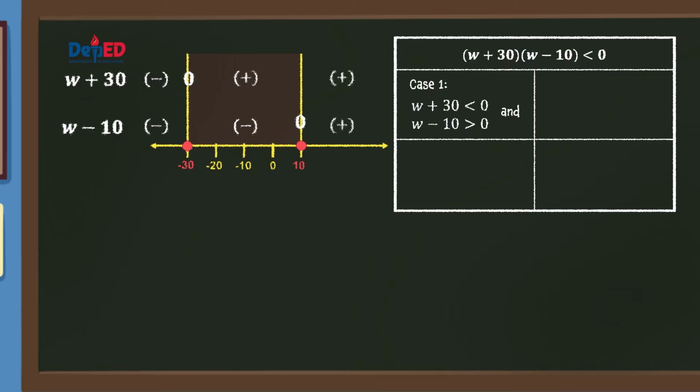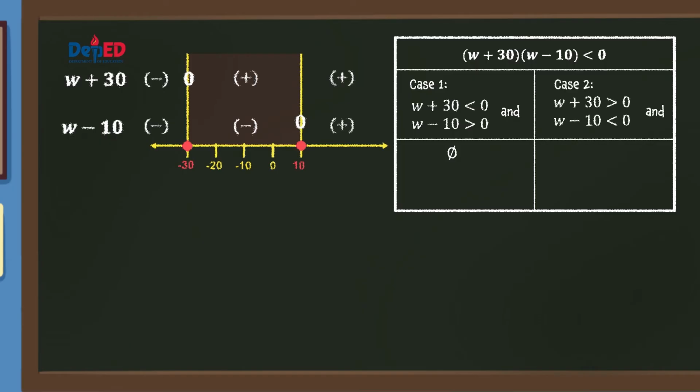Looking at the graph, do we see a region where the value of the factor w plus 30 is negative and that of the factor w minus 10 is positive? The graph says no. Hence, there is no solution for case 1. We represent it using the symbol for empty set.